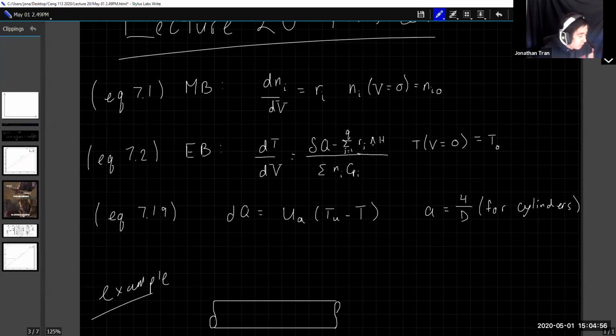So a question on these equations, is the V in T at V equal to 0 equal to T naught, big V or small v? So this is big V. V for volume.